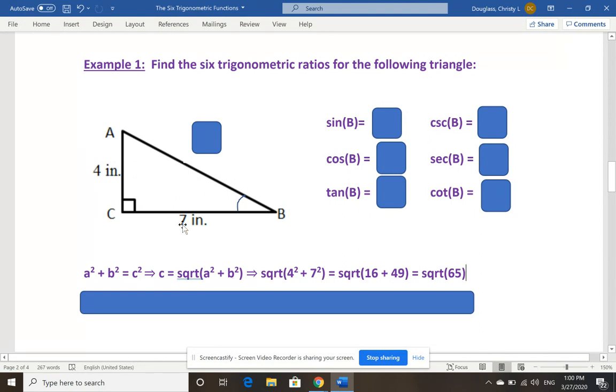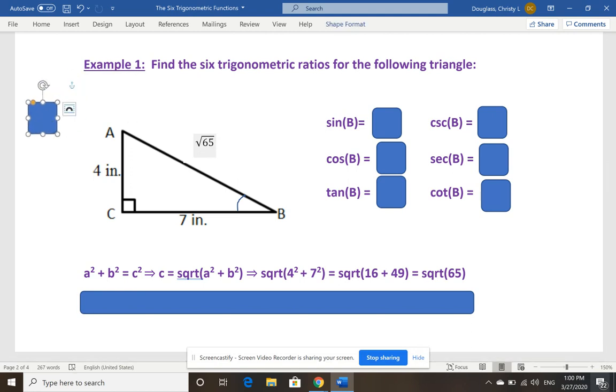Well, a and b are 4 and 7. The two sides that are not the hypotenuse are a and b. And so we just substitute those in. So 4 squared is 16, 7 squared is 49. And so this side is simply the square root of 65.